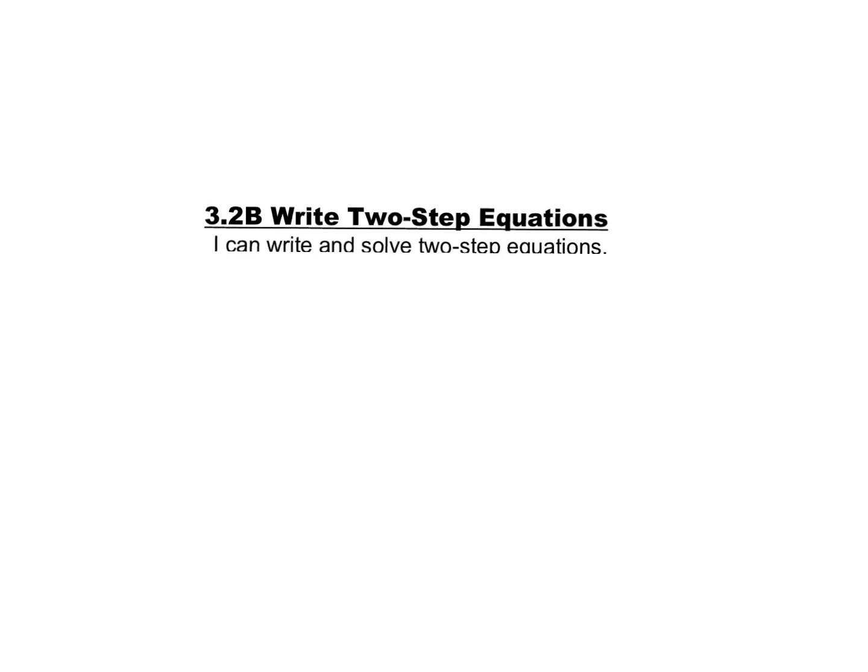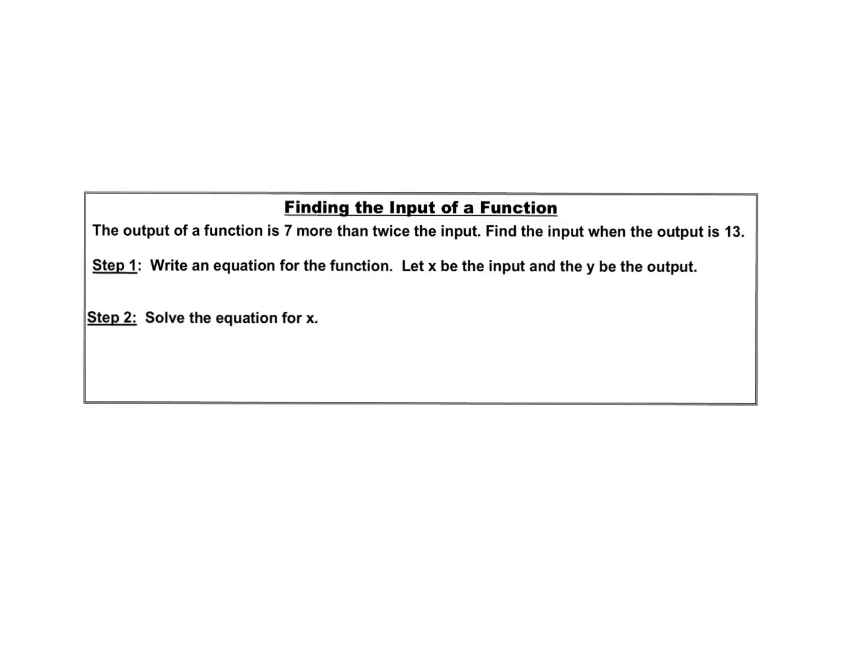In this lesson, we're going to write two-step equations. All right, finding the input of a function. It says the output of the function is 7 more than twice the input. Find the input when the output is 13.